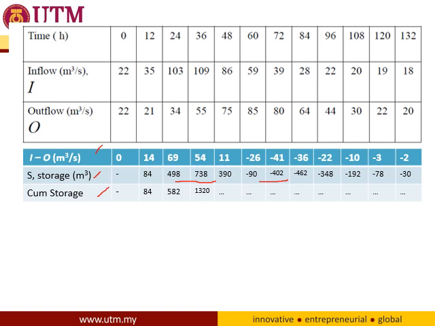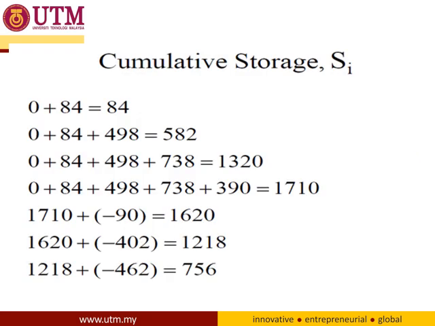Just add it. First there is no value, then 84, and then you add 84 plus 498 and get 582. Then 582 plus 738 gives 1320, and so on. You can calculate this yourself, and there is also an example in the next slide. So here is an example of the calculation. We also call this big S, the cumulative storage. For this cumulative storage, you will get all positive numbers. There are no negative numbers.